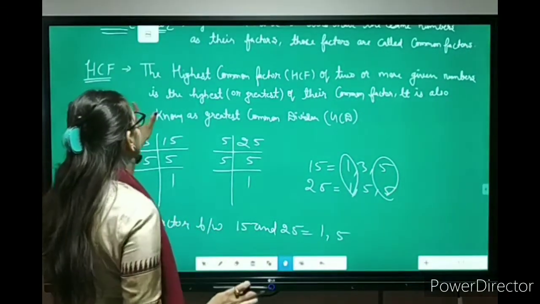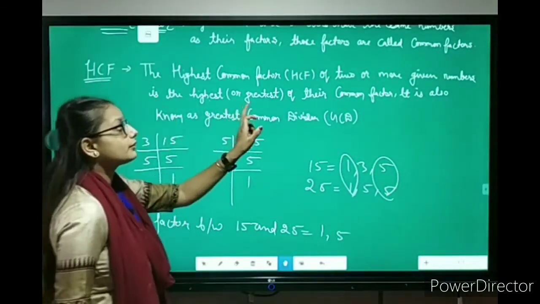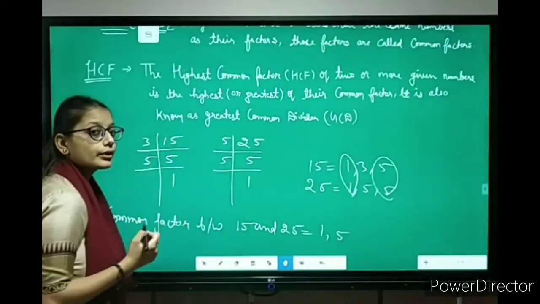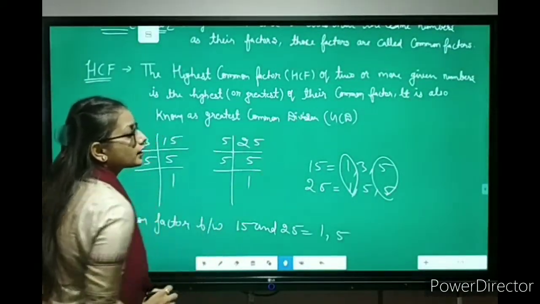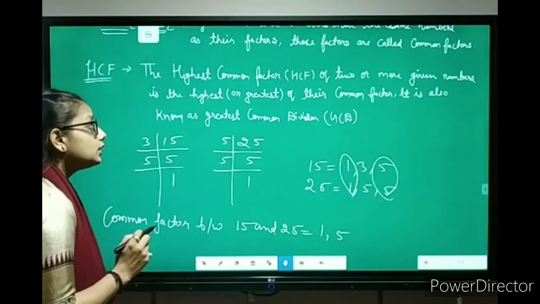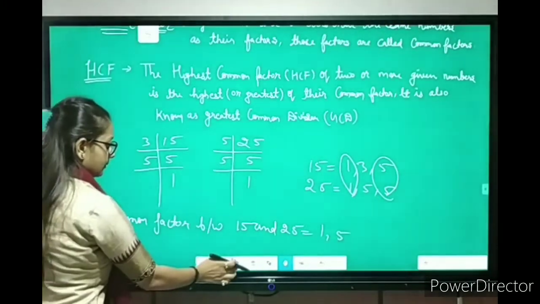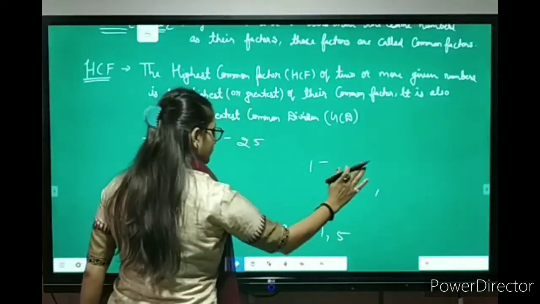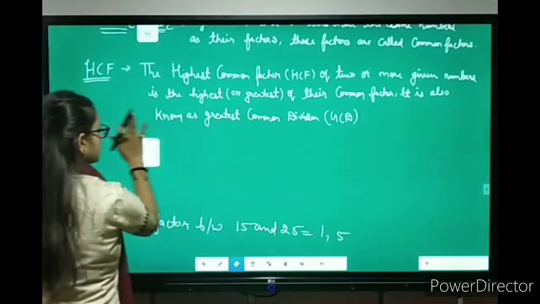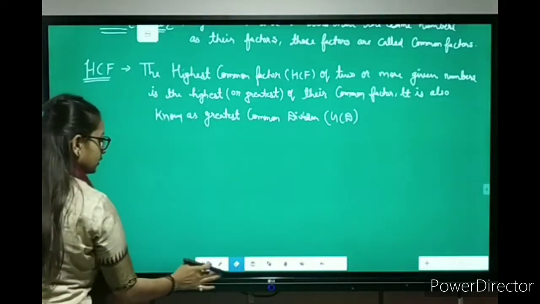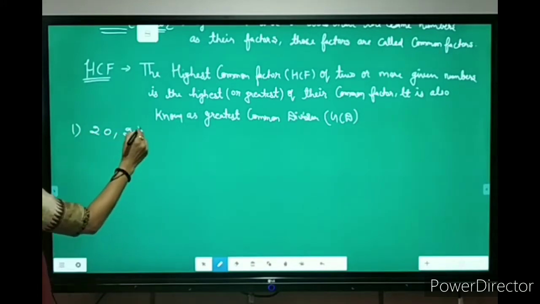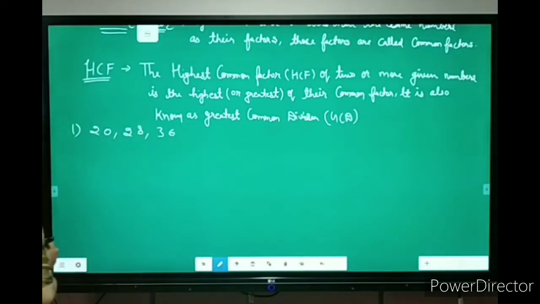Next is the highest common factor. The highest common factor of two or more given numbers is the highest, meaning the greatest, of their common factors. It is also known as the greatest common factor. One example is 20, 28 and 36.